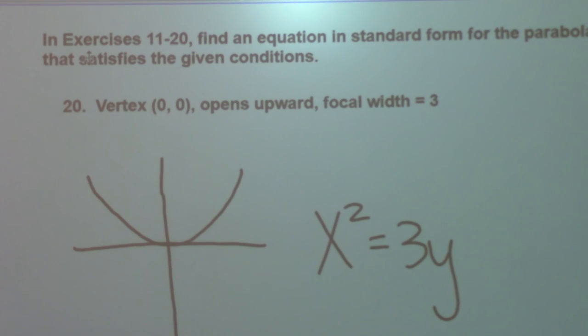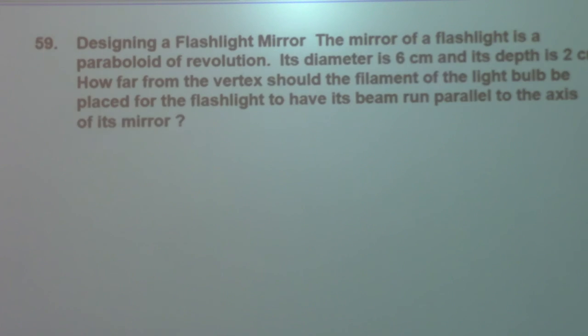Okay, so for this set, we're given real-world applications, and there are several examples throughout the exercises, if you see them. I'll do a little bit. So we come here: designing a flashlight mirror. The flashlight mirror is a paraboloid of revolution. The diameter is 6 centimeters and its depth is 2 centimeters. How far from the vertex should the filament of the light bulb be placed for the flashlight to have its beam run parallel to the axis of its mirror?